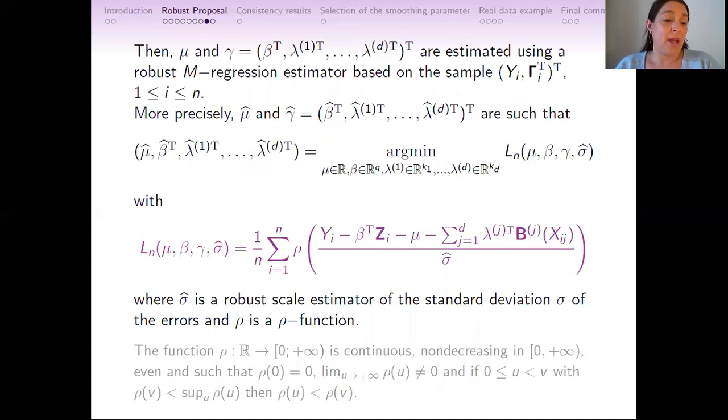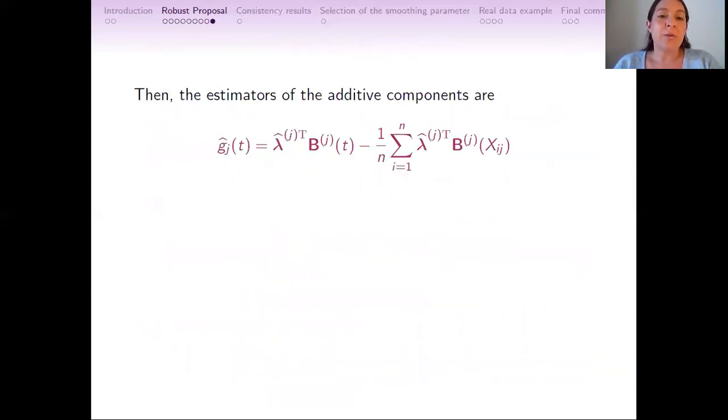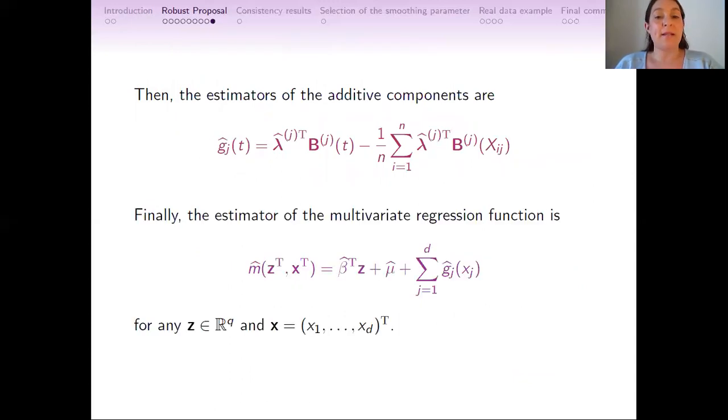More precisely, mu hat and gamma hat are obtained by minimizing the objective function L_n defined in this way, where sigma hat is a robust scale estimator of the standard deviation sigma of the errors, and rho is a loss function. This loss function combined with a robust scale estimator allows us to downweight large residuals and so to obtain more resistant estimators. So the estimators of the additive components are defined in this way, and the estimator of the multivariate regression function is of this form.